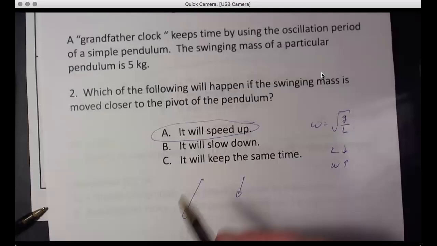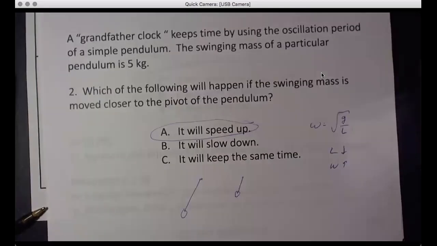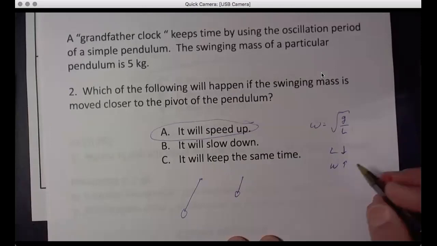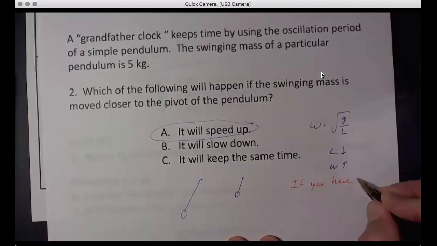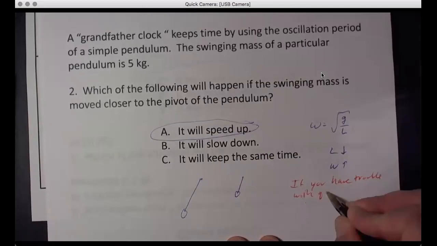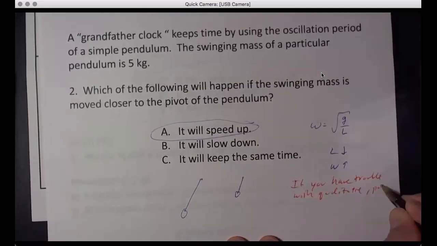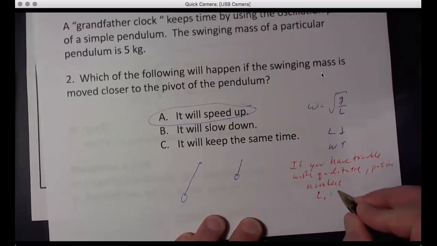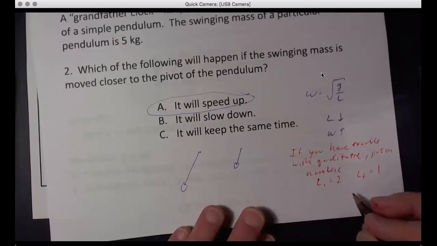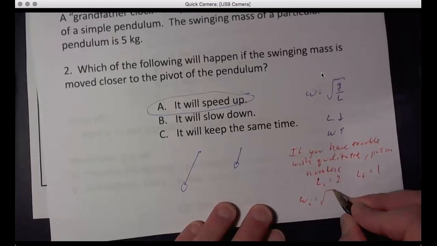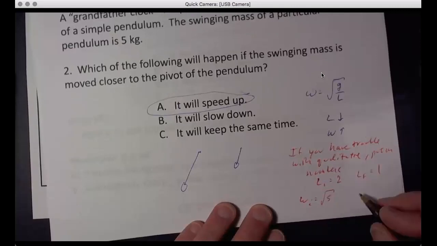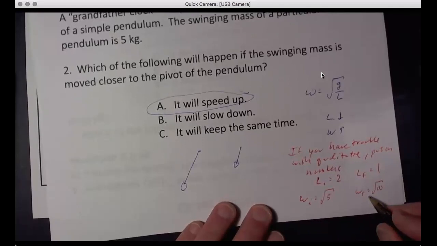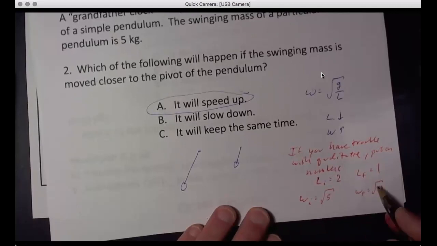And there's another way that you can solve this. If you have trouble with these qualitative questions, put in numbers. All right, so L initial is equal to 2, L final is equal to 1. Omega initial then would be square root of 10 over 2, which is square root of 5. Omega final is equal to square root of 10. And you say, oh, let's see, we shortened it. Yeah, the frequency is higher here.